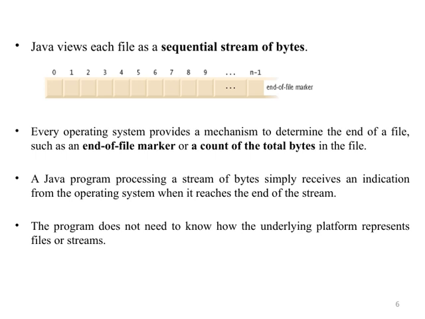The great thing about this approach is that the program doesn't need to know the specifics of how the underlying platform represents files or streams. It just reacts to the signals it receives, making Java's file handling both flexible and platform independent. This abstraction is a key part of how Java allows us to write code that works seamlessly across different systems.